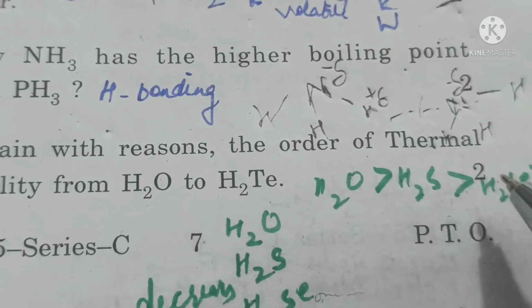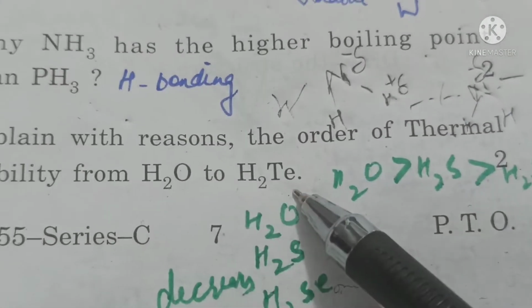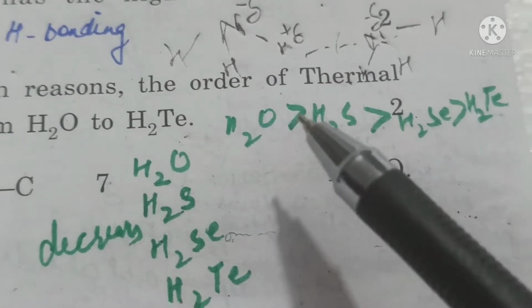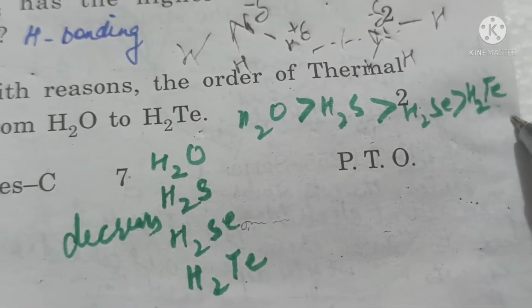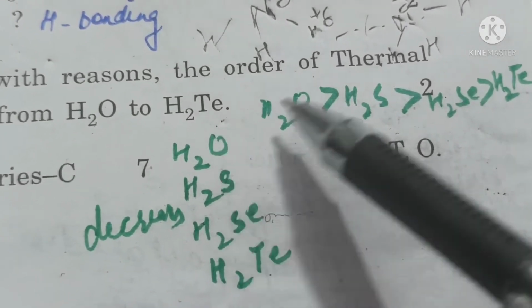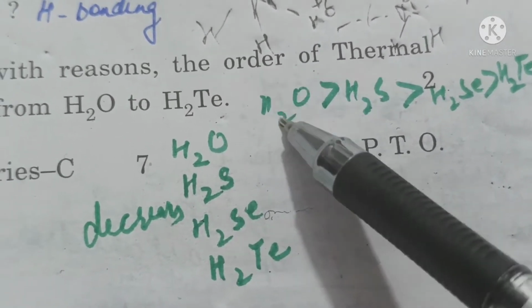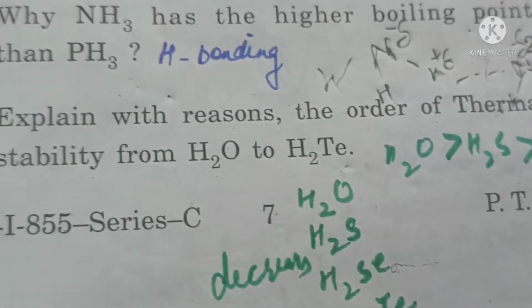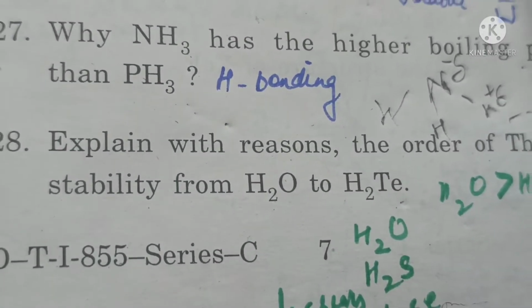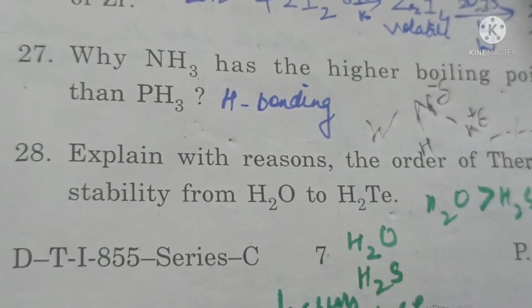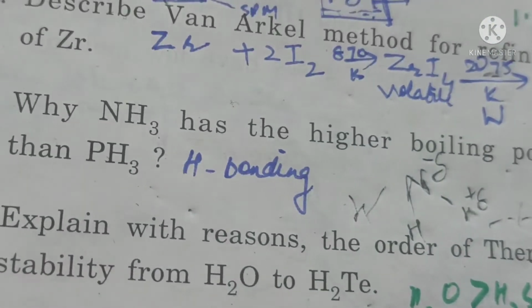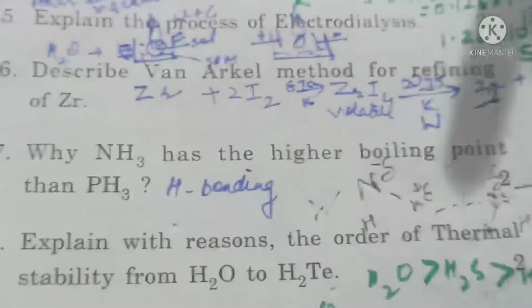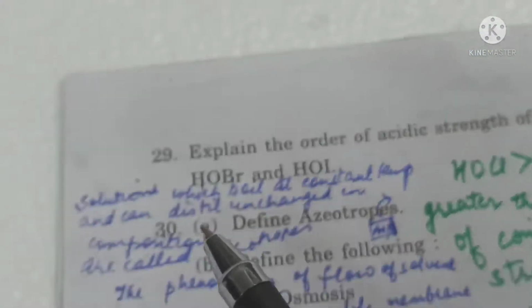Explain with reasons the order of thermal stability from water to hydrogen telluride. So water has the higher thermal stability than H2S, then H2Se, then H2Te. This is because this atom is smaller, the bond is smaller, and it's difficult to break this, so it is more stable. More heat is required to break it. Thermal stability is more in water than in H2S, than in H2Se, than in H2Te.